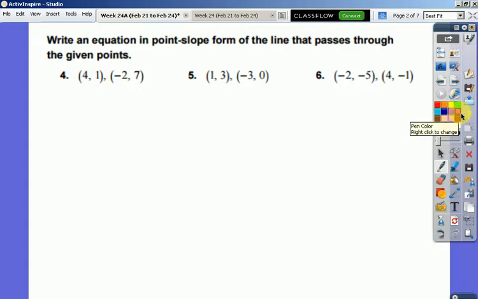Alright, so, Aiden, what do I do first? Find the slope. Yes. Okay, so I find the slope first. What would that be? y2... Yeah, give me the numbers.